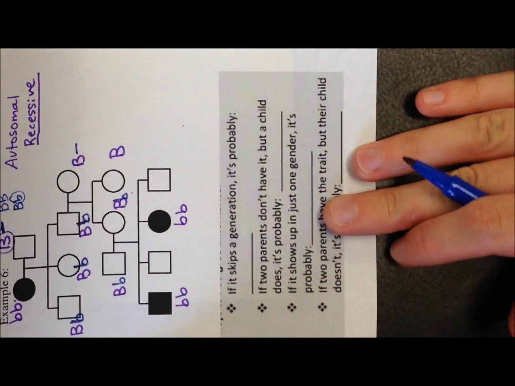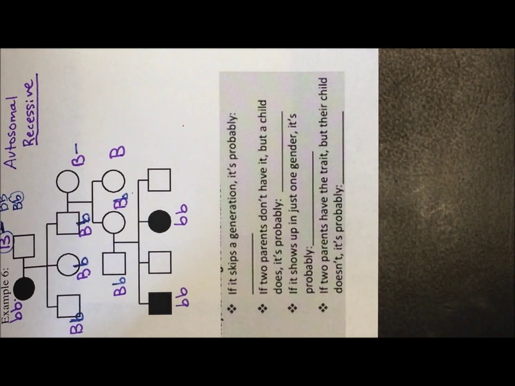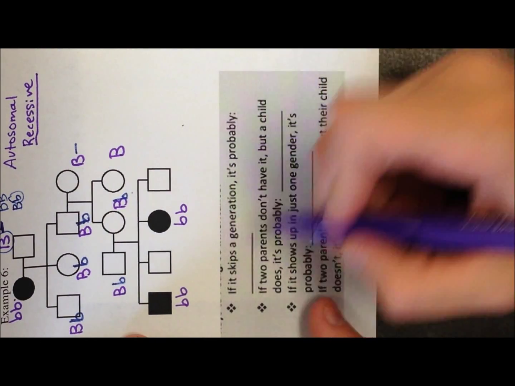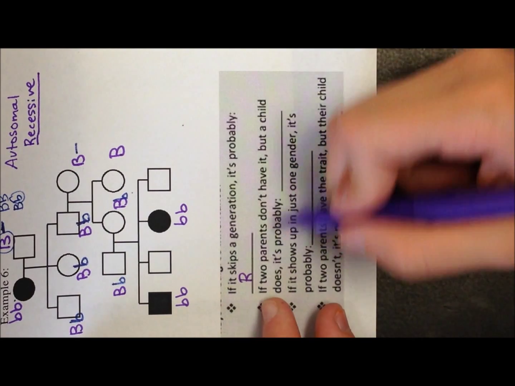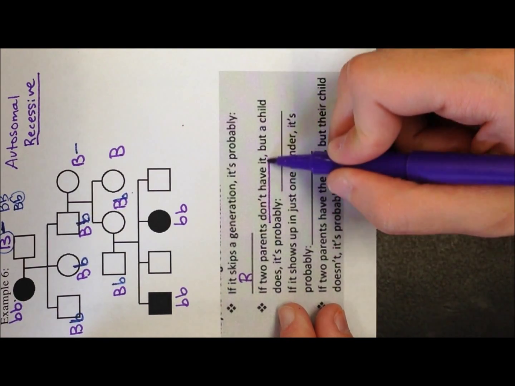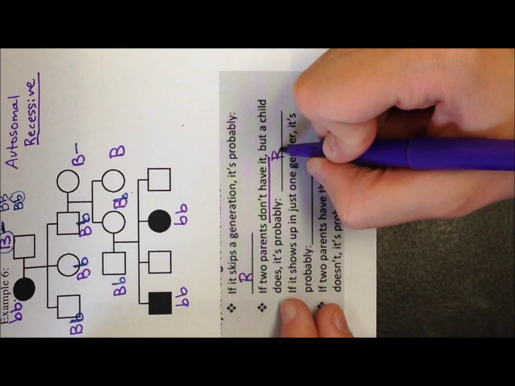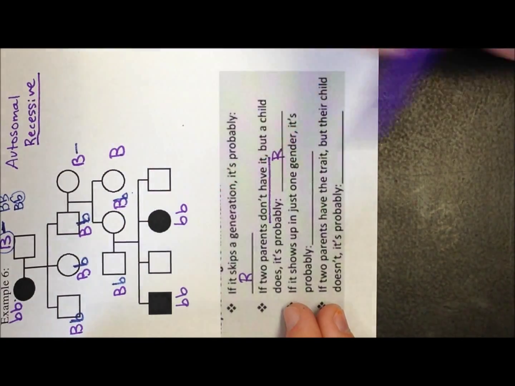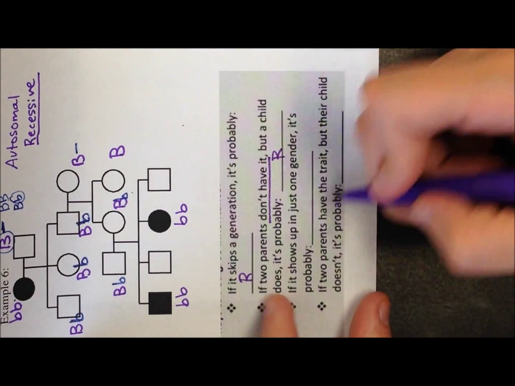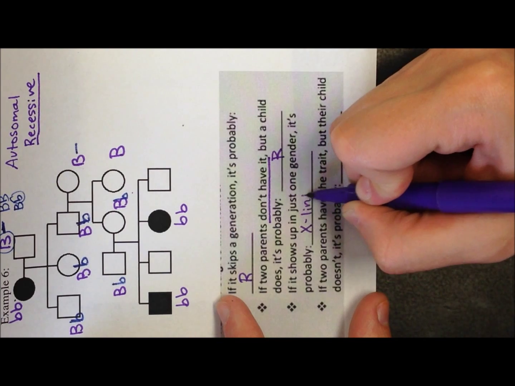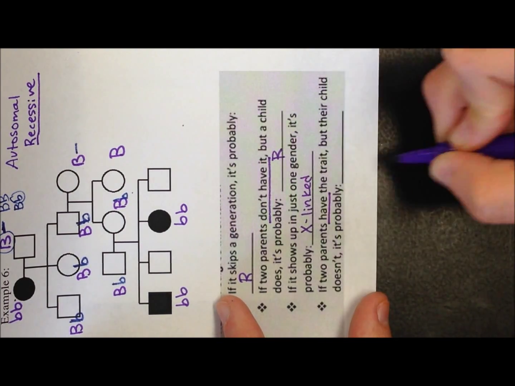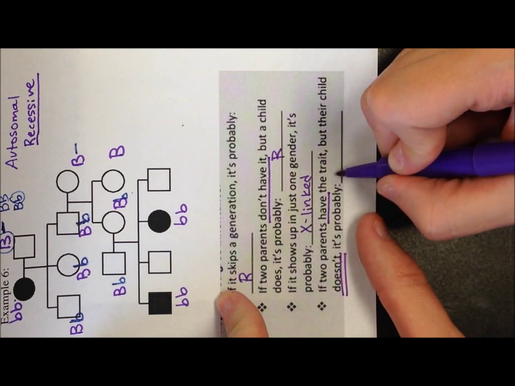Last thing down here, some really quick clues to help you figure out pedigrees. If it skips a generation, it's recessive. If two parents don't have it, but a child does, recessive, just like we saw up here. If it shows up in just one gender, it's X-linked. If two parents have the trait, but their child does not, then it's dominant.